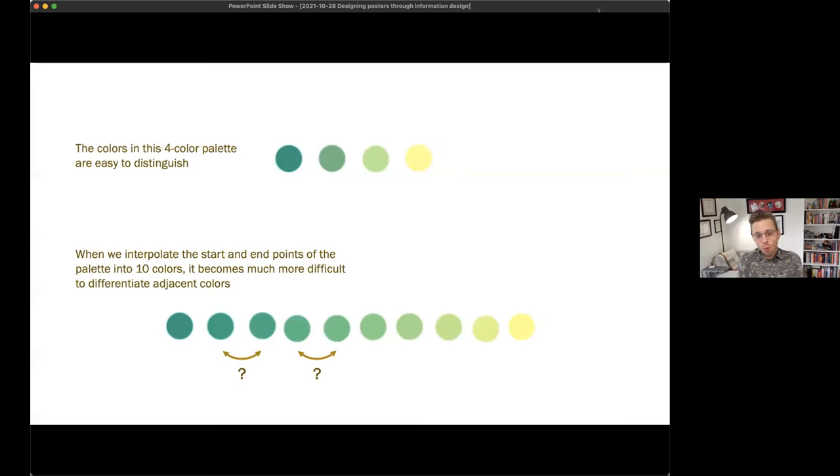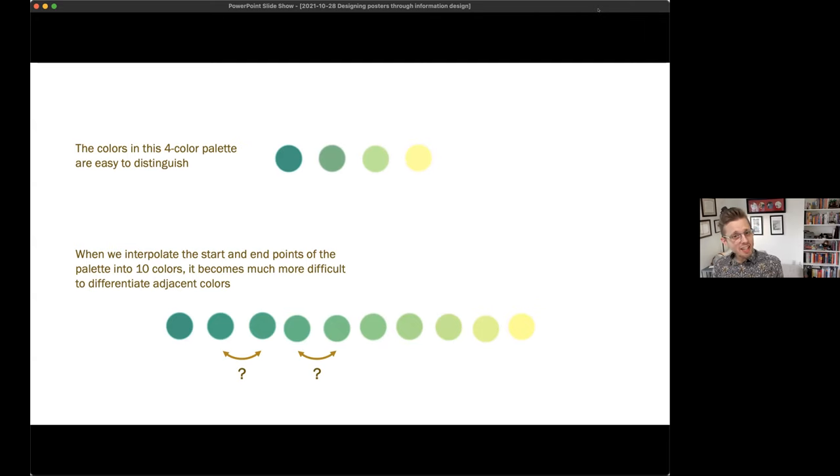So as an example of when this can go wrong, at the top of this slide, there's a color palette with four colors. And for the most part, the colors in this palette are pretty easy to distinguish, ranging from a darker green to a brighter yellow. And the steps of color between those two endpoints are pretty easy to distinguish for the most part. But if we take that same color palette and then interpolate between the start and endpoints into a sequence of 10 colors, it becomes much more difficult to differentiate the adjacent colors in this new color palette.